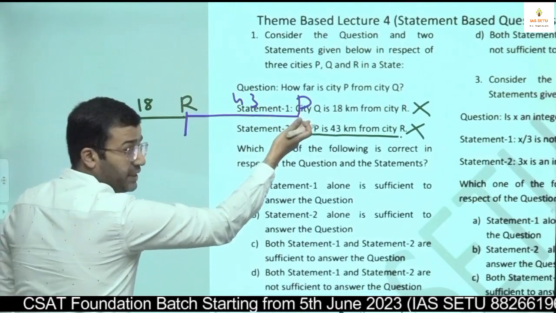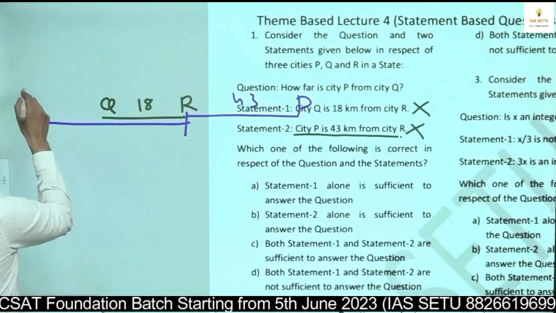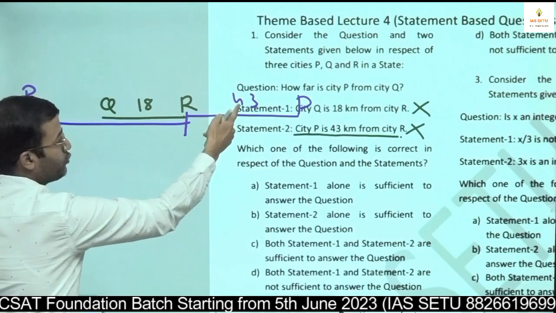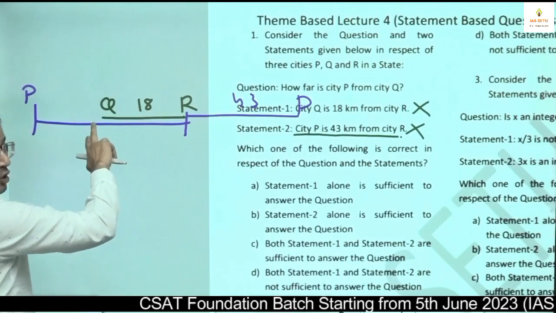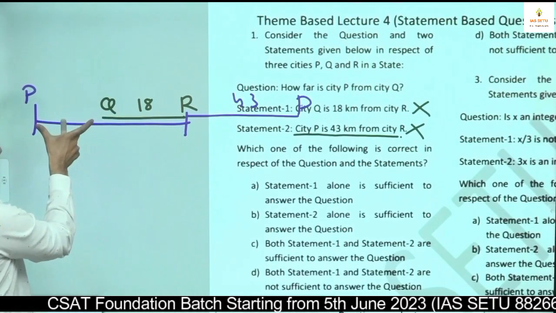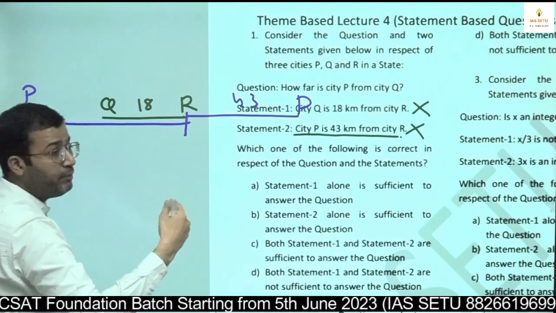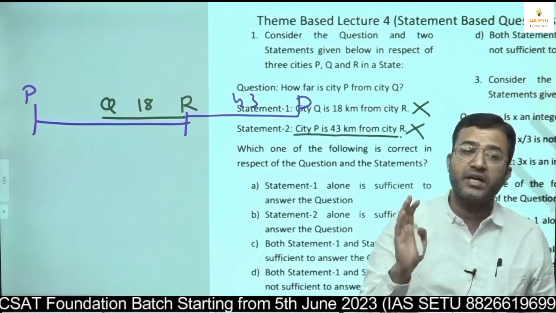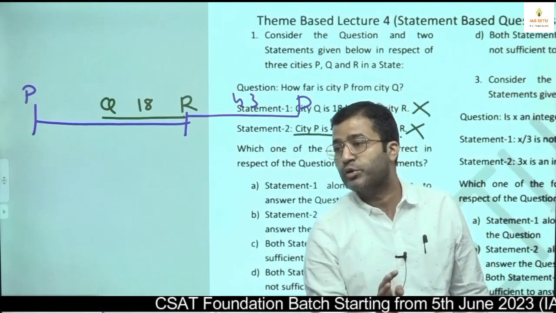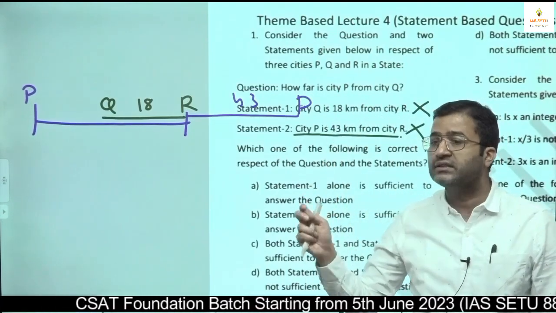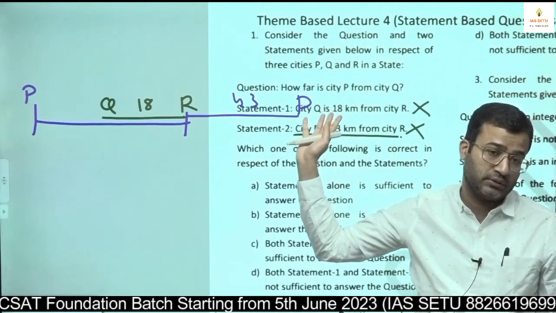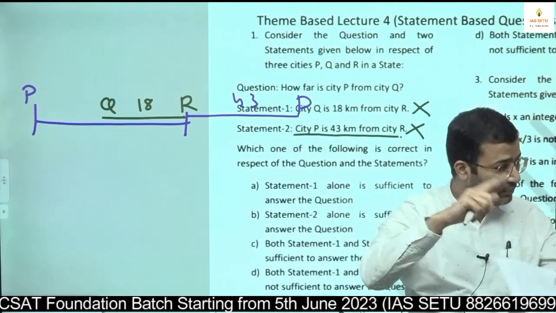But P can be here, P can be here. We have two different answers between P and Q. Either it is 43 plus 18 or 43 minus 18, depending on the position of P. Because nowhere in this question is it mentioned P has to be on the right side or the left side. So it is a concept of direction sense plus that Salman Khan Shahrukh Khan concept. इसमें Salman Shahrukh Khan वाला concept use है.